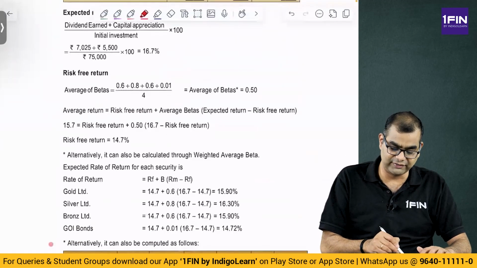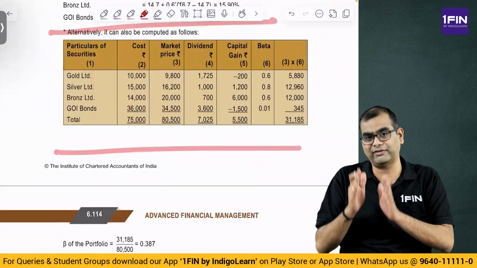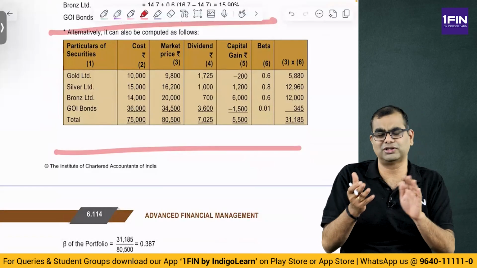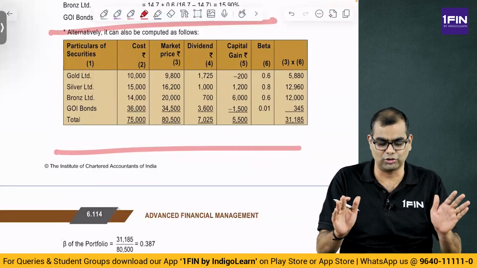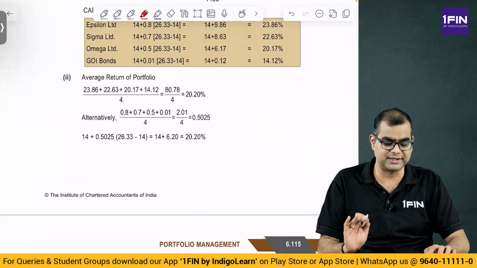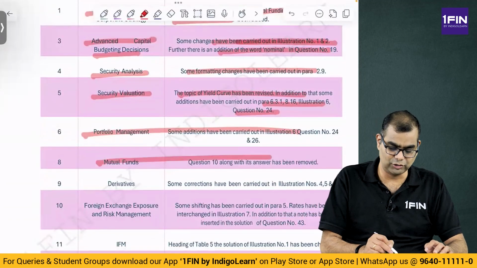So they have given an alternative solution. This solution also I will be updating, because whatever I have done is right, but they've also given an alternative solution that I'm going to add into the syllabus, so please don't worry about it. Okay, this is the only small change in the portfolio management chapter, nothing fancy beyond that. Then mutual fund chapter, they've removed question number 10, no problem.